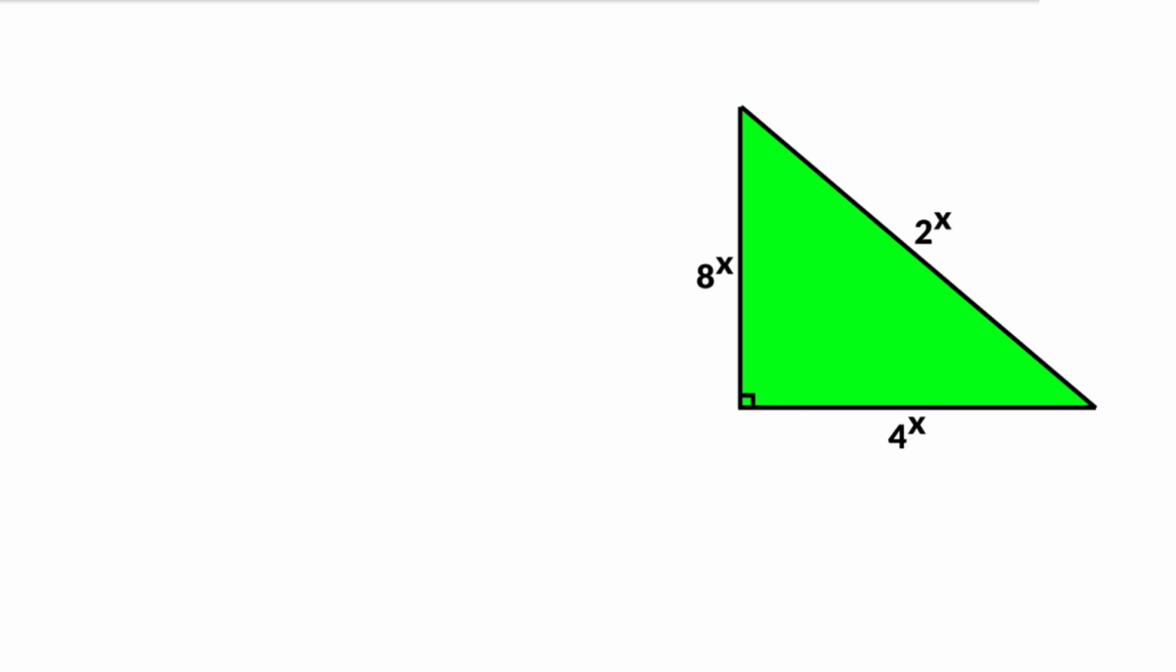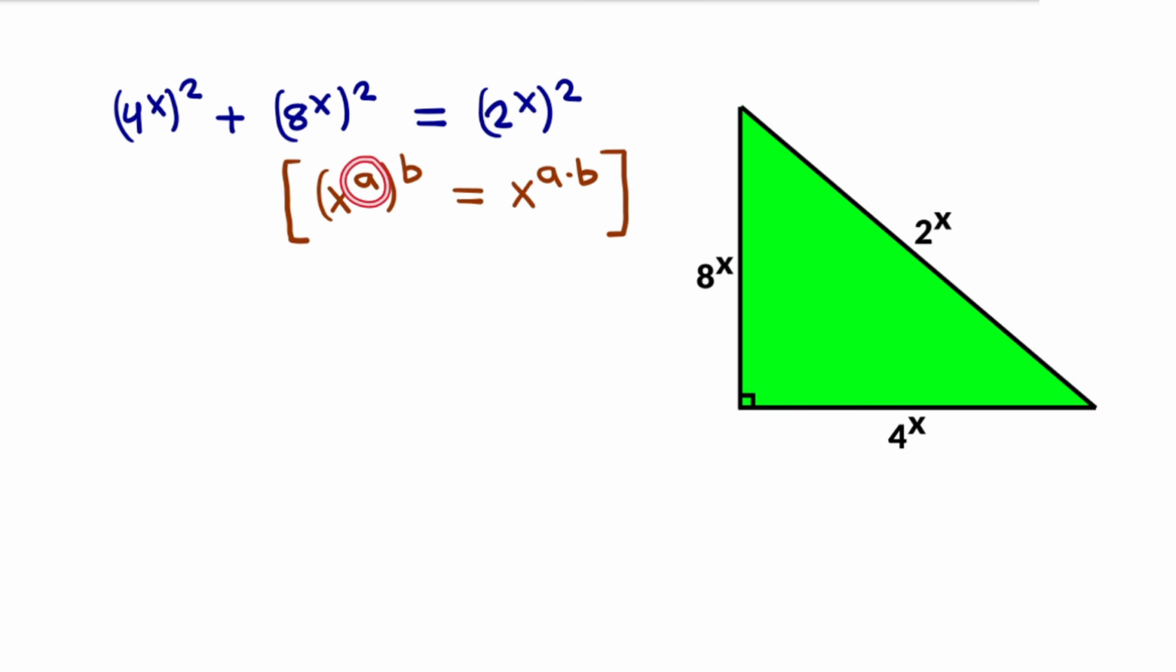Now, let's bring in the Pythagorean Theorem. Leg squared plus leg squared equals hypotenuse squared. Substituting our side lengths gives (4^x)^2 + (8^x)^2 = (2^x)^2. When a power is raised to another power, we multiply the exponents. So this becomes 4^(2x) + 8^(2x) = 2^(2x).